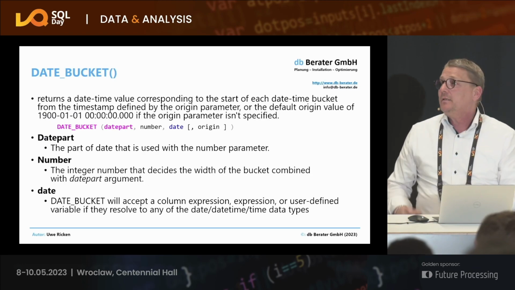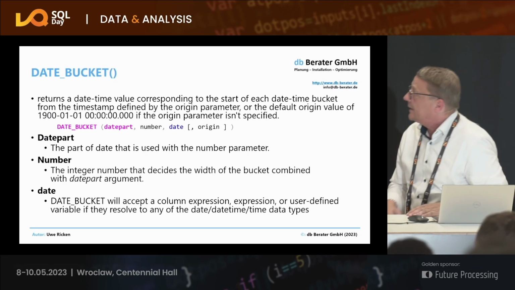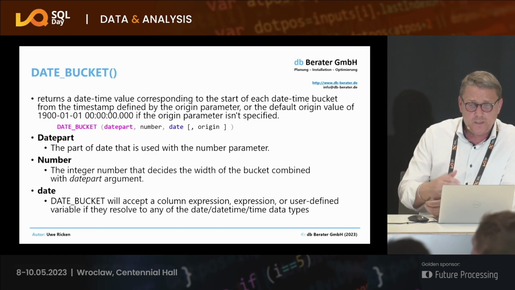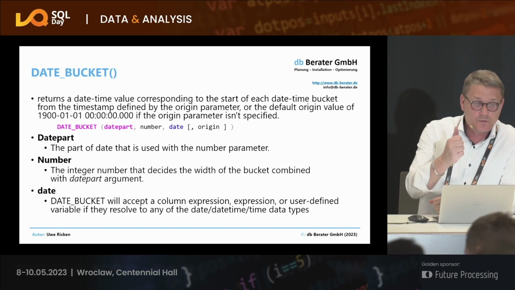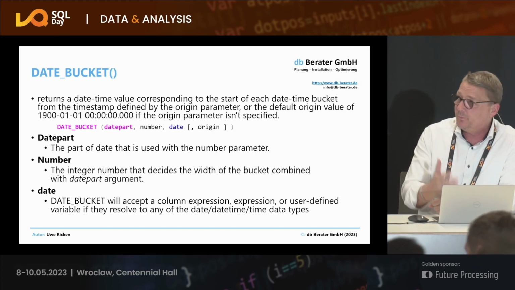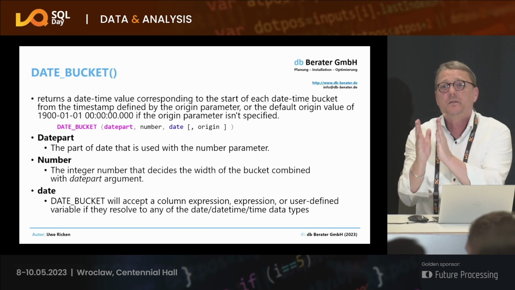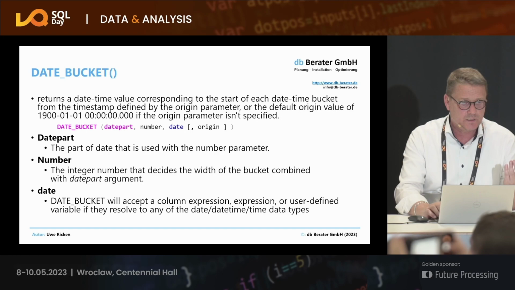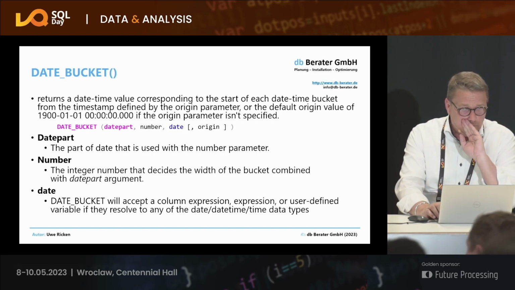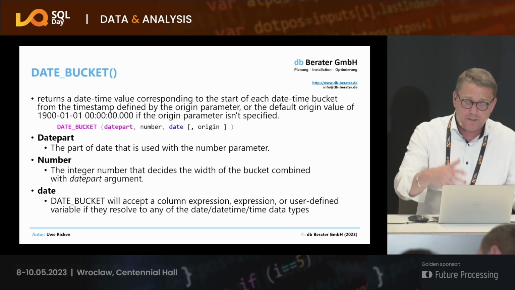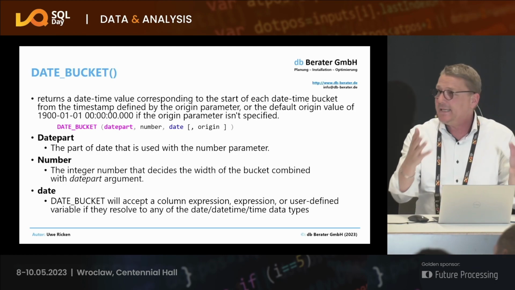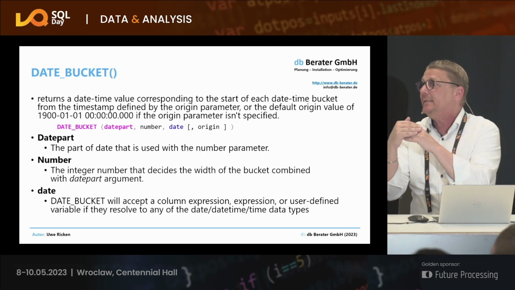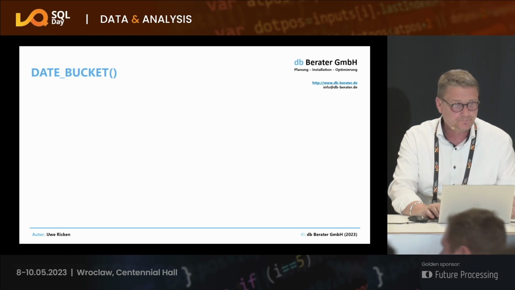And the date bucket, that is my favorite here. The date bucket function returns a datetime corresponding to the start of each datetime bucket. So the date part is the most important here. This determines the interval of the buckets you want to create. Year, month, day, and so on and so on. The number decides the width of the bucket. For example, if you say day and you put a 14, then it means make a bucket for every 14 days, and so on. And the date.